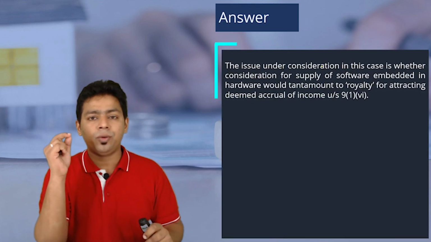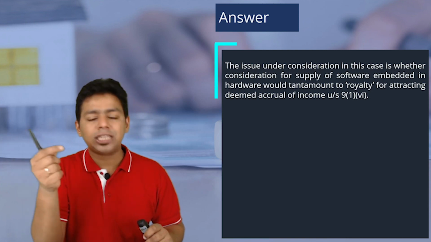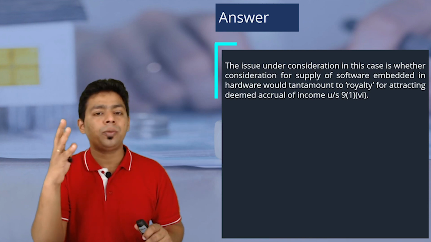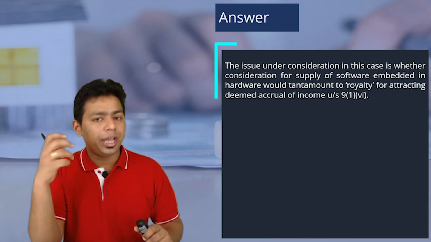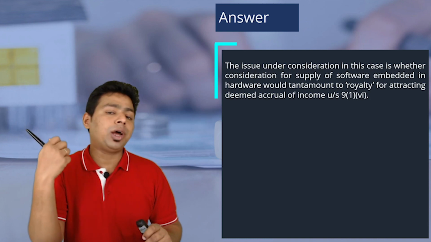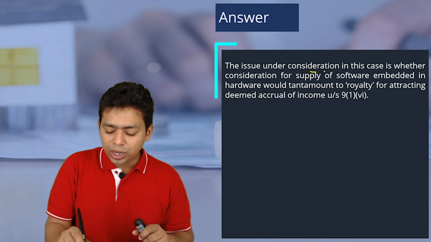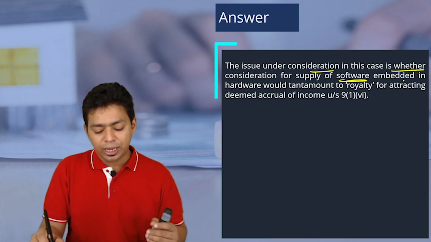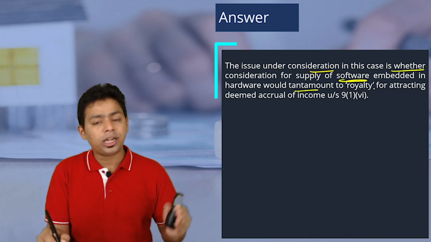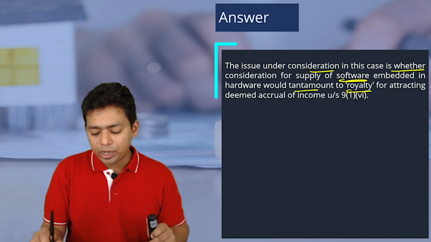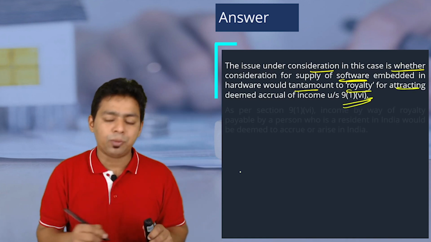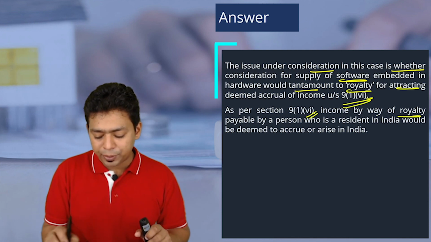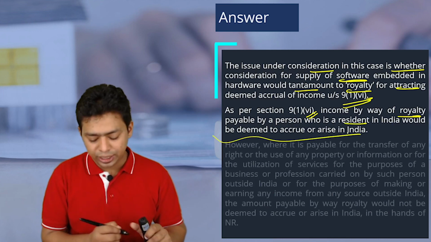It's like in your pen drive, no? When you attach the pen drive to your laptop or computer, automatically a software runs. Without software, the pen drive will not work, or any computer device will not work without a software. Okay. The issue under consideration is this: whether the consideration for supply of software embedded in a hardware would tantamount, means whether it is equal, to a royalty for attracting section 9(1)(vi), that is deemed to accrue in India. As per section 9(1)(vi), income by way of royalty payable by a person who is a resident in India would be deemed to accrue in India.